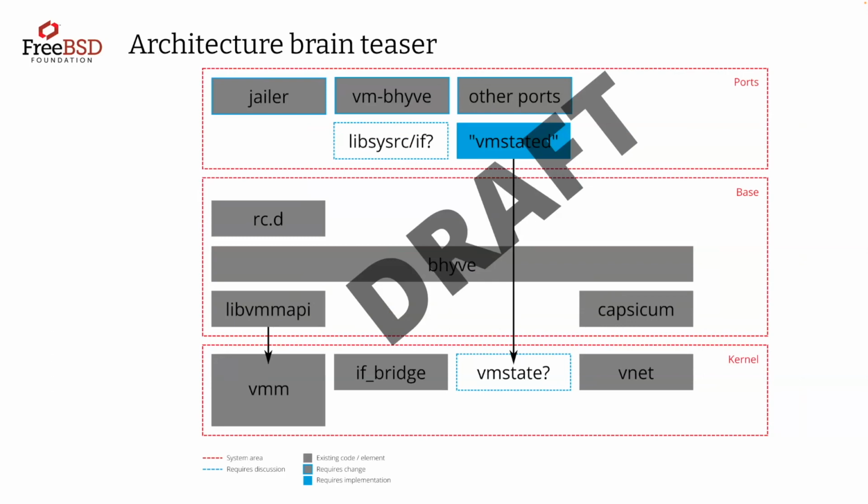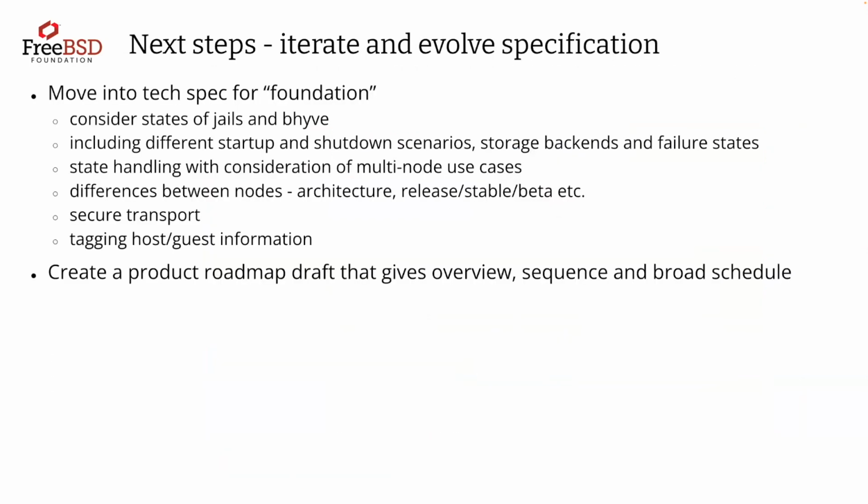So on the next slide, this is the short version. Let's focus on the shared space. Build whatever it takes to get this state management in place, but also keep in mind the use cases that come afterwards, like having multiple nodes and different kinds of architectures, secure transport, and so forth, and create the roadmap to increase the visibility of the activities.